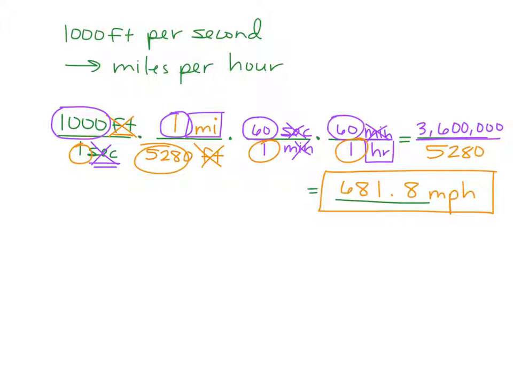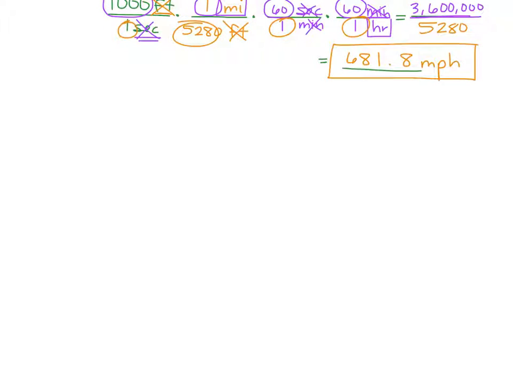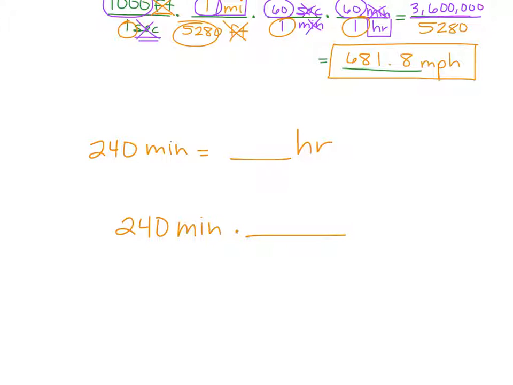Okay, so this is the new concept for today. Let's just make sure you're good on yesterday's concept with just a couple questions. If I said 240 minutes equals some number of hours, okay? You start with 240 minutes times what? What goes on top? 1 hour. Hours on top. What goes on bottom? 60 minutes. So 1 hour is 60 minutes.